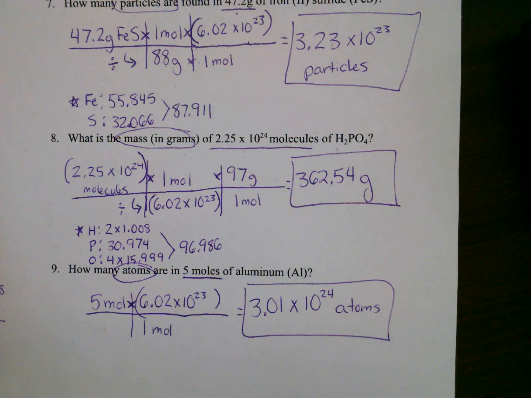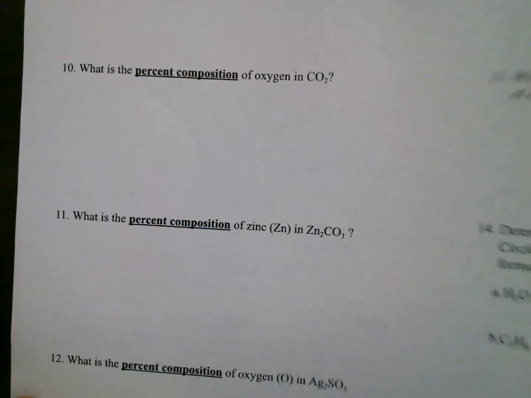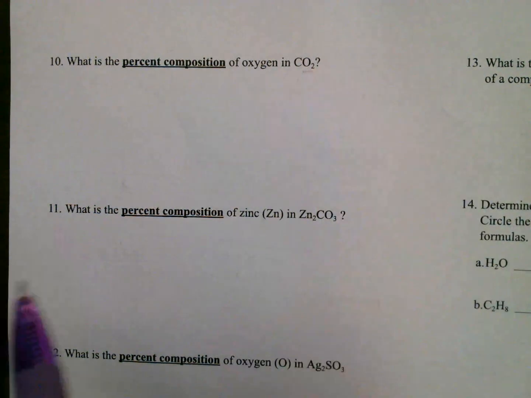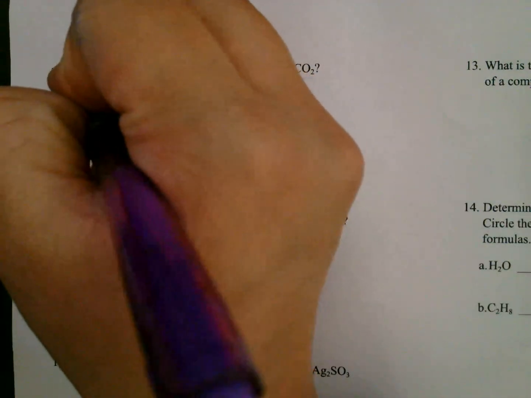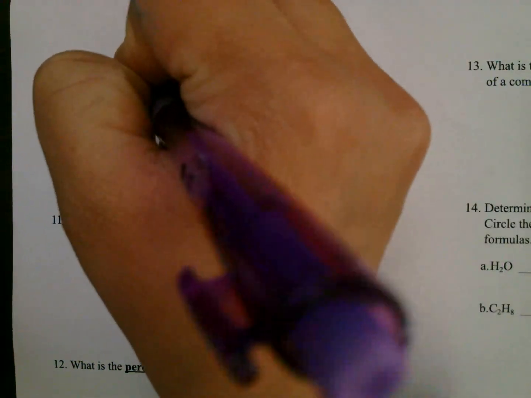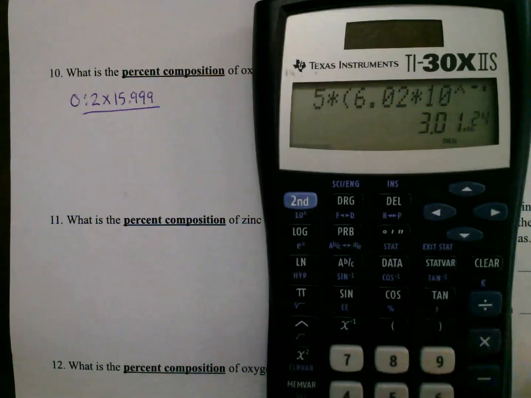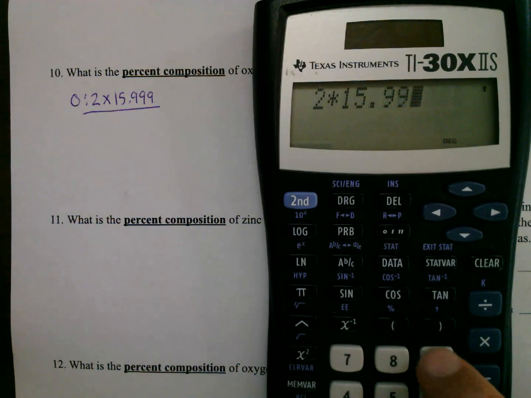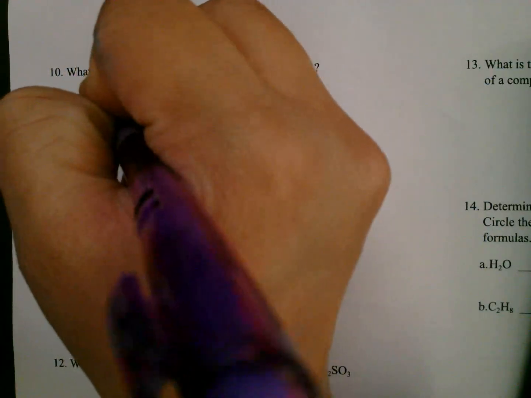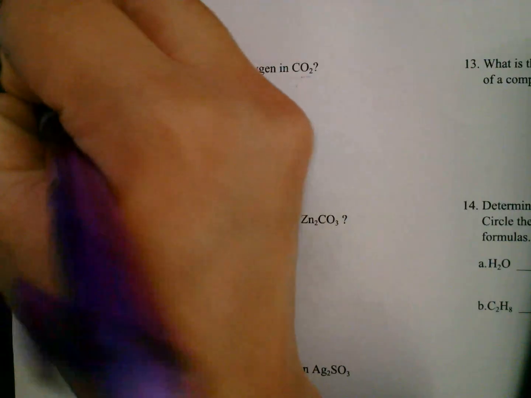Let's go ahead and go to the back page. What is the percent composition of oxygen in CO2? This is going to be 2 steps. First, we need to figure out the mass of just my oxygen. There's 2 of them, and the mass for one is 15.999. So that's 31.998. So that's my first step.